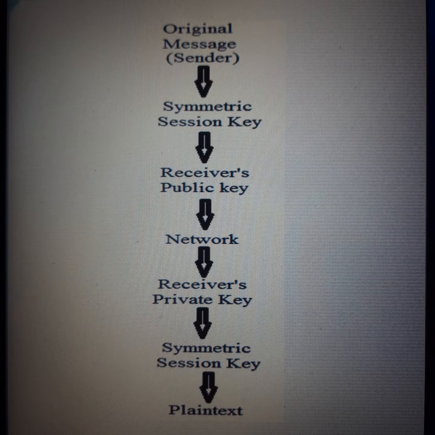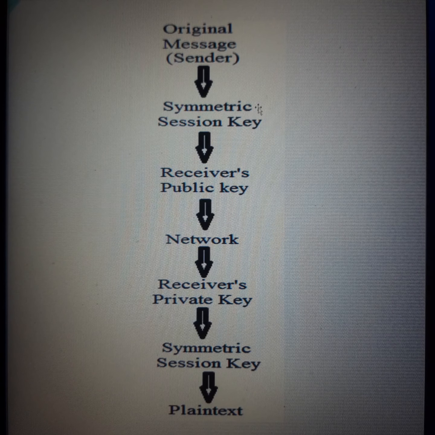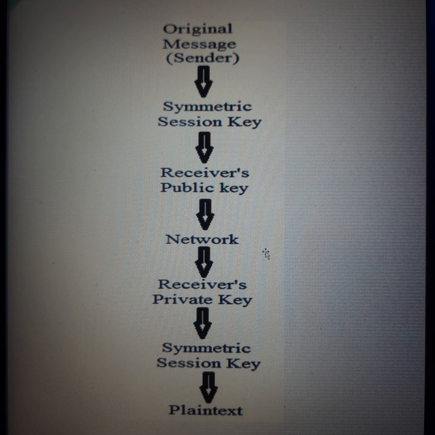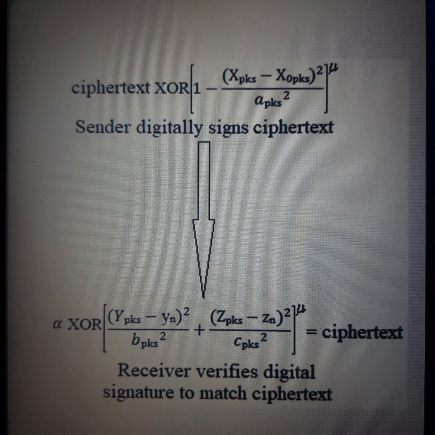And this is the implementation of the digital envelope. In a digital envelope, I have got a symmetric session key. It is used for encryption of the plain text, and that symmetric session key is encrypted using the public key of the receiver. It is sent to the network. It is decrypted using the private key of the receiver. And once that symmetric session key is decrypted, the decrypted symmetric session key is used for decryption of the ciphertext and get back the original plain text.